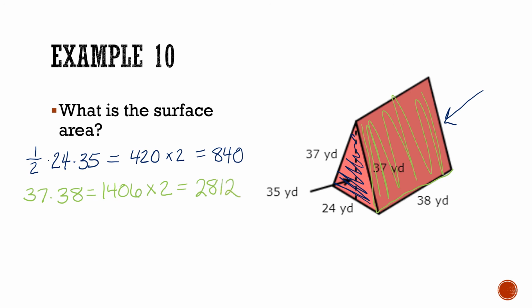And then lastly, we need to get that base that it's sitting on here, which is 24 by 38. There will just be one of those because this is a triangular prism, not a rectangle. So 24 times 38 is 912. And then we can add all of those up. So 912, 2,812, and 840 give us 4,564 yards squared.